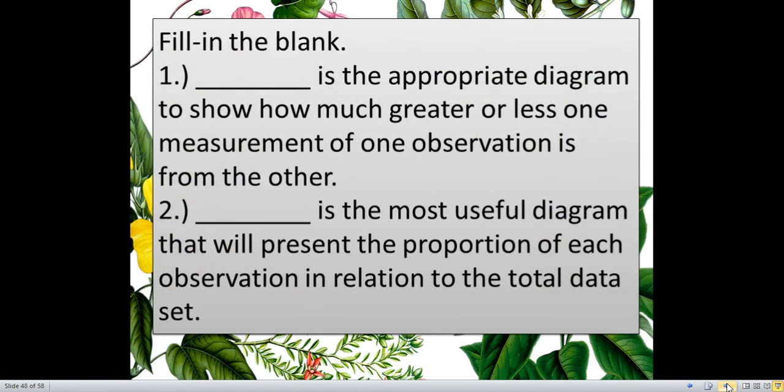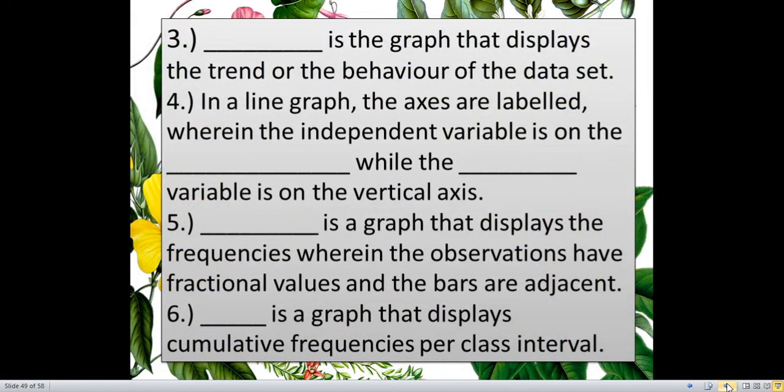Okay, after the learning task 1A, 1B, learning task 2A, 2B, and learning task 3, we also have the fill in the blank. Number 1, blank is the appropriate diagram to show how much greater or less one measurement or one observation is from the other. Number 2, blank is the most useful diagram that will present the proportion of each observation in relation to the total data set. Number 3, blank is the graph that displays the trend or the behavior of the data set.